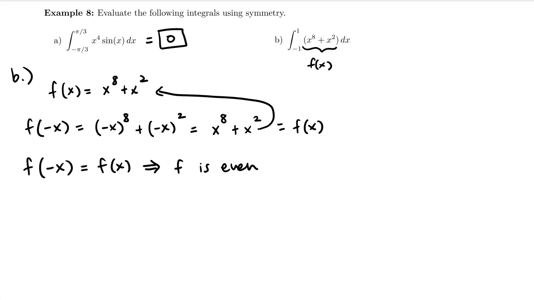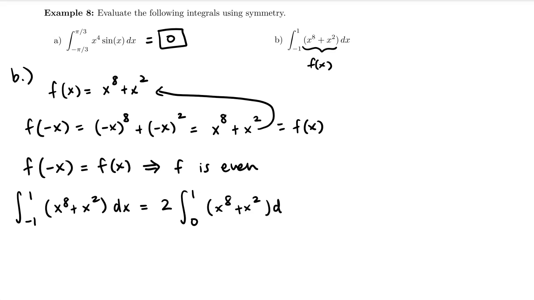So what that means is, to make my life easier, I can take my original integral and this is equal to 2 times the definite integral from starting at 0 and ending at 1 of that same integrand. And again, we still have to integrate, but because our lower limit is now 0, it should make our final calculation a little bit easier.